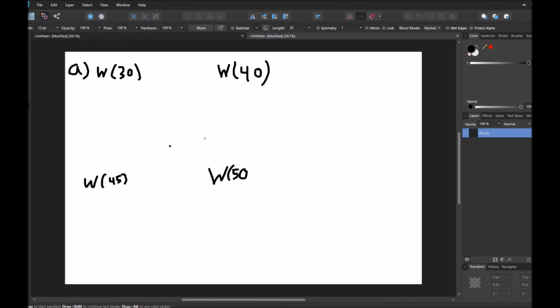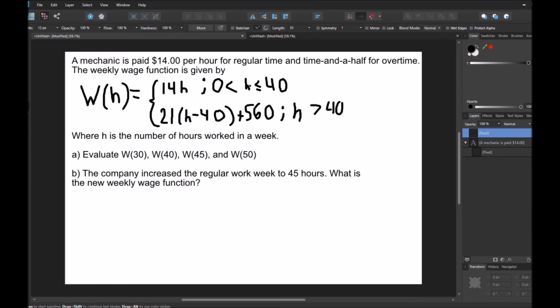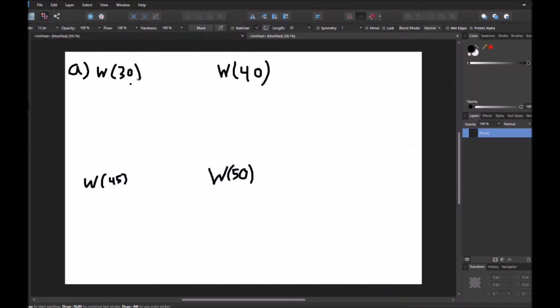So right here, I've got all of the points that they want us to evaluate the function at, and first they want us to evaluate W of 30. So we look here, 30 is greater than 0 and it's less than 40, so we're going to be using this piece of the piecewise defined function. So that's going to give me 14 times 30, which if you multiply that out, you'll get 420, meaning that the mechanic would earn $420 that week.